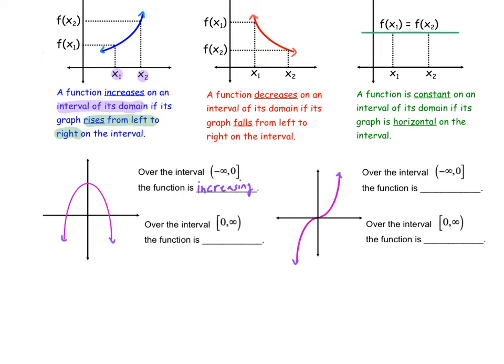And then the next interval is saying, well, now start at 0 and head towards infinity. Remember, that doesn't mean up, that means to the right. So start at 0 and head right. What happens? As I start at 0 and try to head right, I am forced to fall with the graph. So that graph is decreasing over that interval.